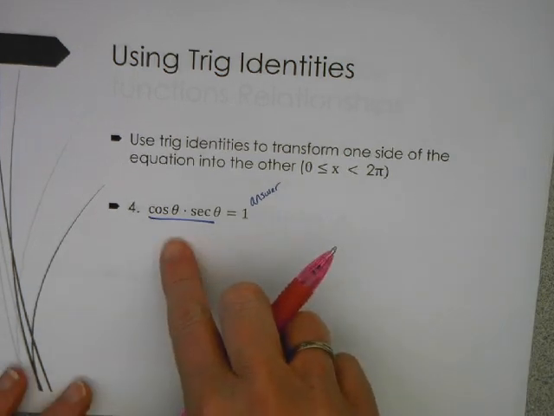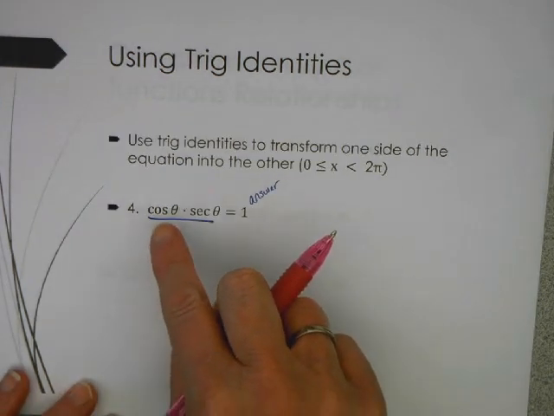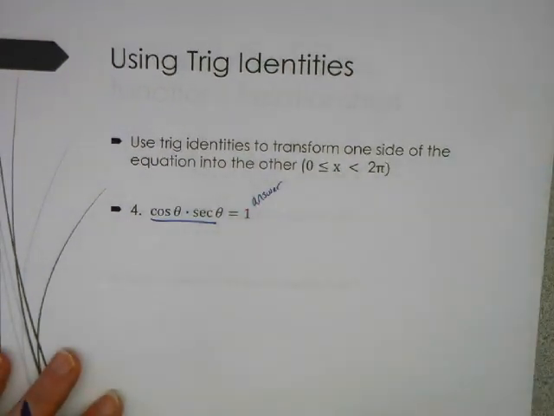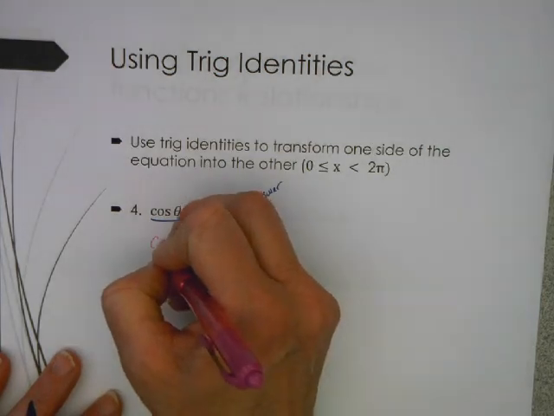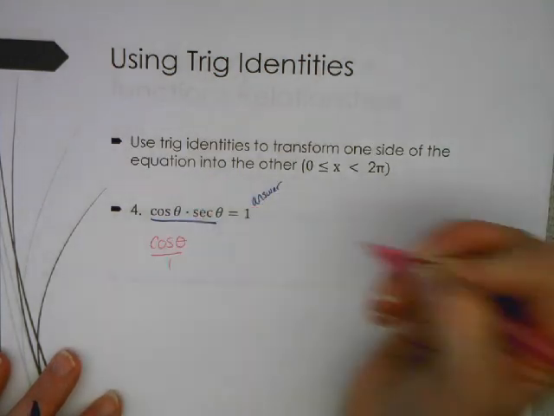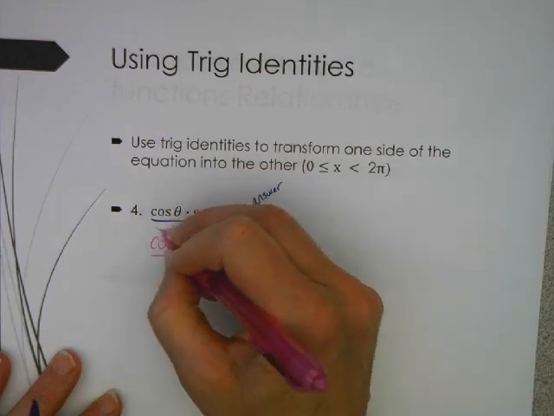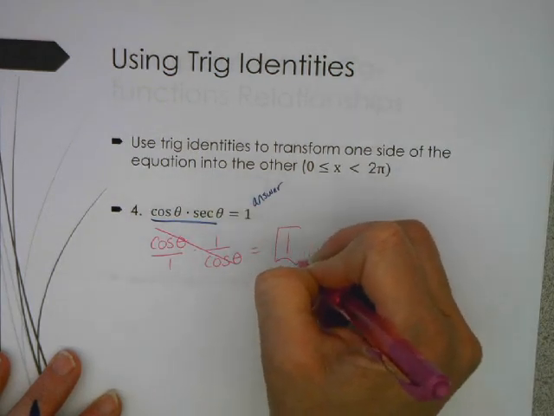So we're trying to transform this one to be 1. Again, make everything cosine and sine. So we'll leave that cosine there, put a 1 underneath it. Secant is a reciprocal of cosine. These cross cancel. You get 1 over 1, or 1.